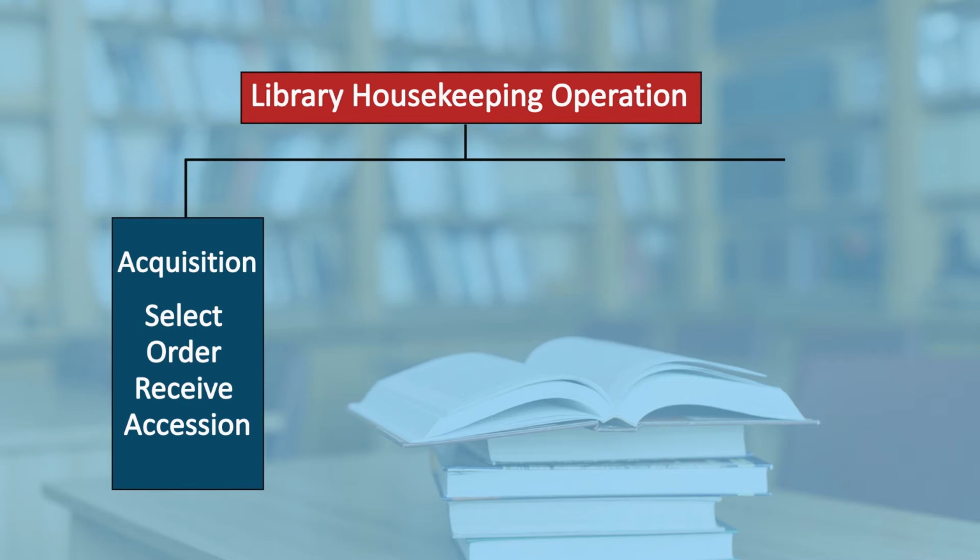You need to select a set of books, then you need to place an order for those books, then you have to receive those books. Receive also includes the process of financial transaction, that means payment to the vendors. And finally, after receiving, you need to accession it.